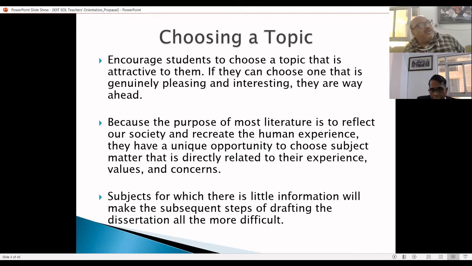And without passion, it will be difficult for anybody to do it well. So, in order that the students are passionate about the topic, we should give credit to their interest as much as we can. And this idea about the topic, where must that idea come from? That idea should come from their own experience, their experience of life, their values, their concerns.